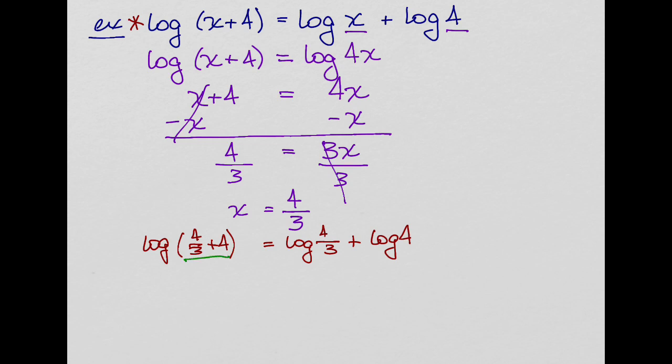4/3 plus 4. Well, those are both positive numbers, so when I add them together, still positive. That's fine. Log of 4/3. 4/3 is positive. That's fine. Log of 4, that was always fine. So I checked. I'm only trying to take logarithms of positive values.